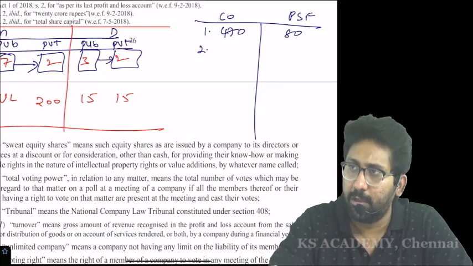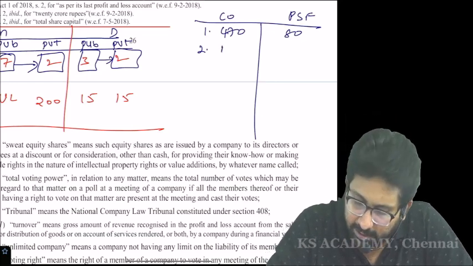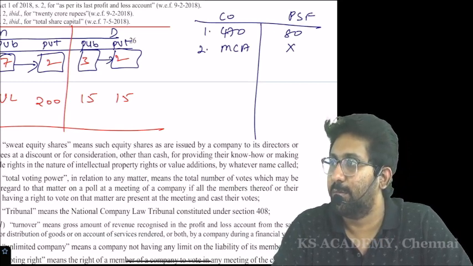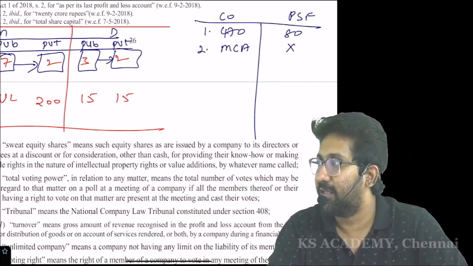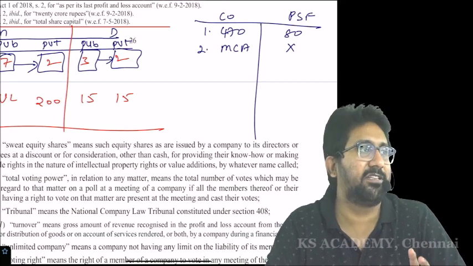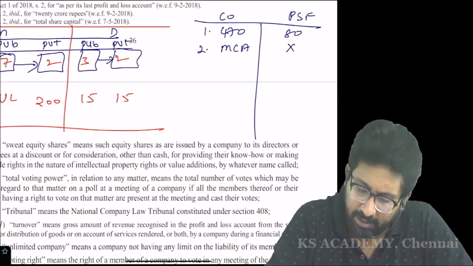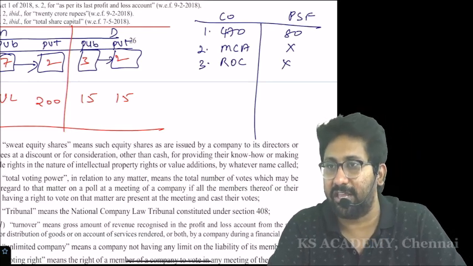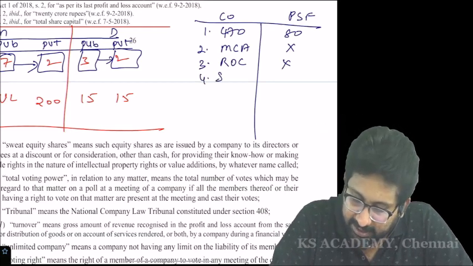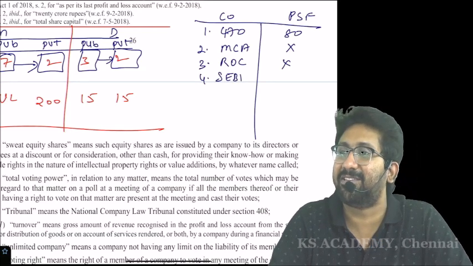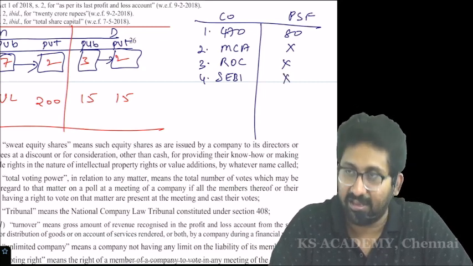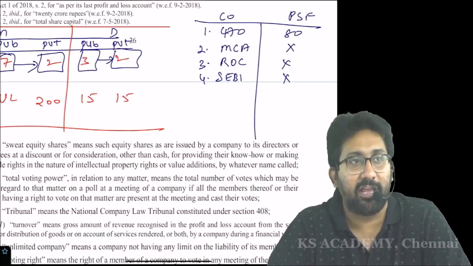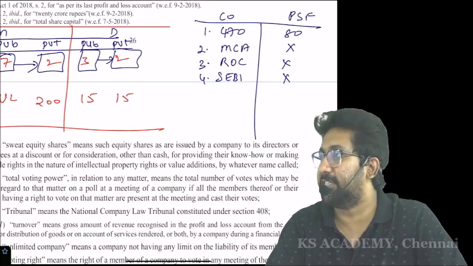Number 2, who governs a company? MCA. Like that, there is no MHA, Ministry of Home Affairs, here. The Ministry of Corporate Affairs is there. ROC is there. ROC is not there for partnerships. SEBI is there. For them, FEBI is not there. Are you understanding? Securities Exchange Board is there for companies.